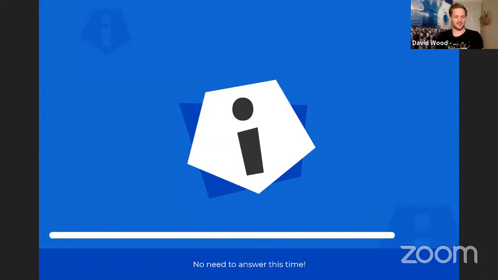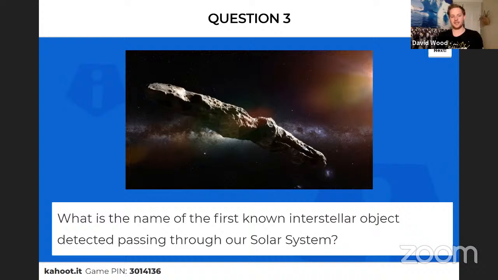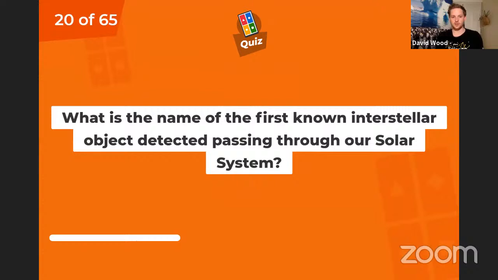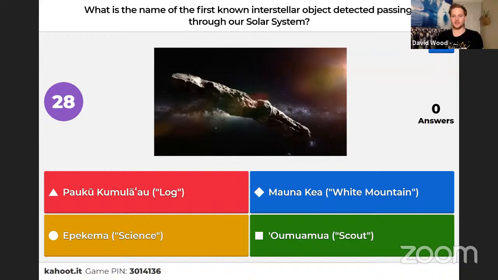Question three, what is the name of the first known interstellar object detected passing through our solar system? So this is the first observed or recorded object detected passing through our solar system. So it came from outside our solar system and left our solar system.